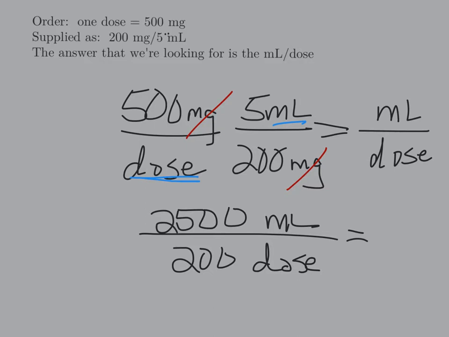If not, we do the math the old-fashioned way. If you want to get real fancy, you can reduce a fraction. Some of you might not be familiar with that, so go ahead and just use your calculators and divide 2,500 by 200. You're going to end up with 12.5, make sure your decimal point is clear, mLs in your dose. Okay, and that is a realistic amount of medication.